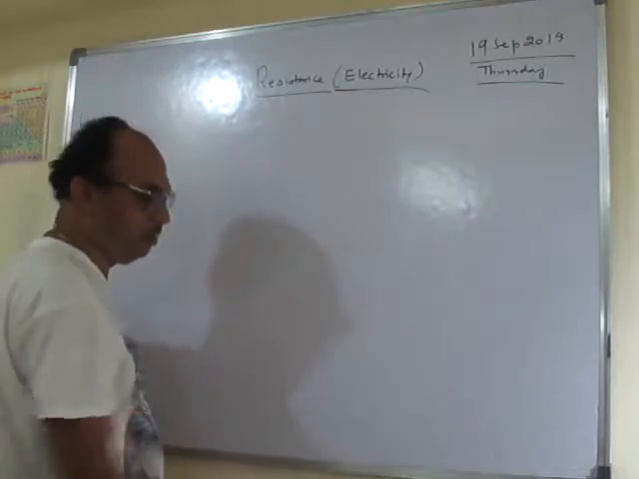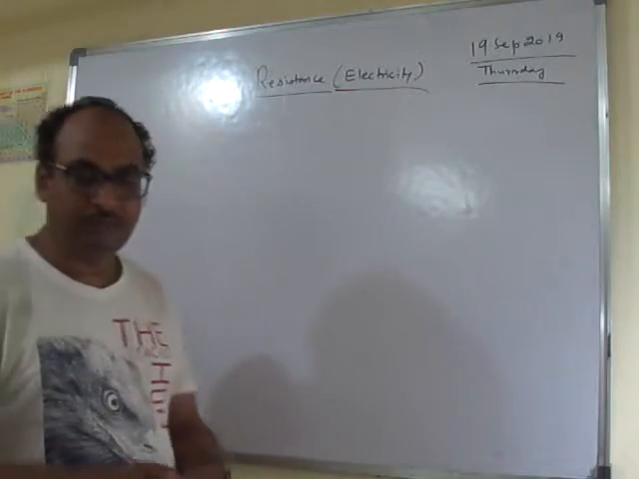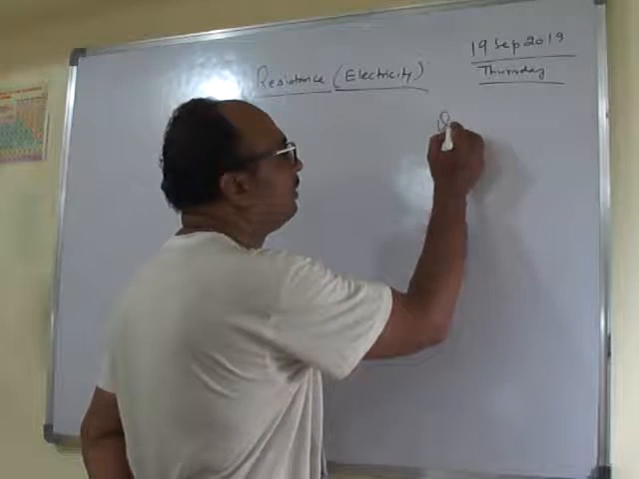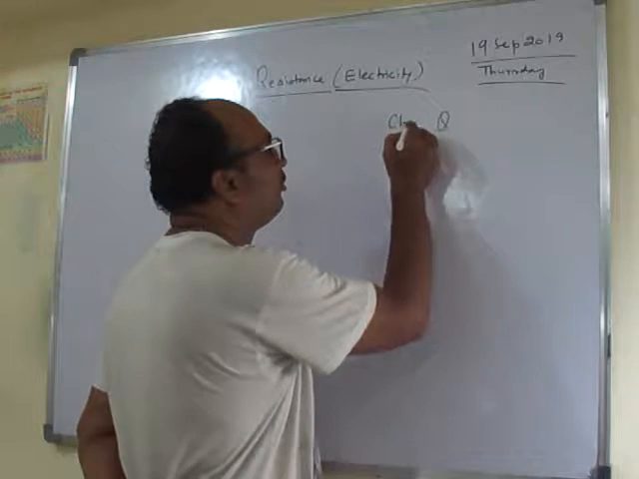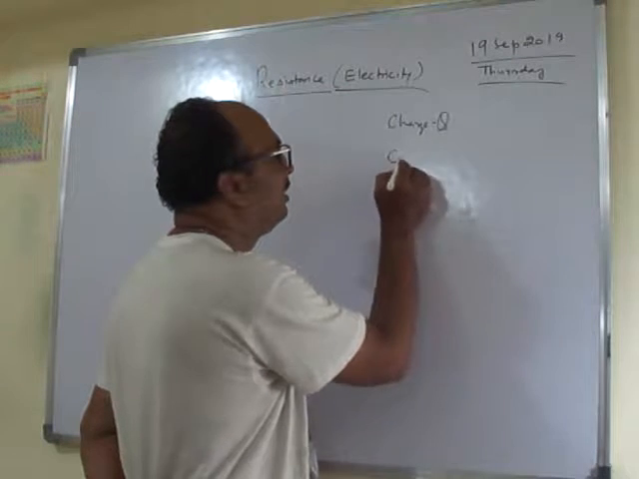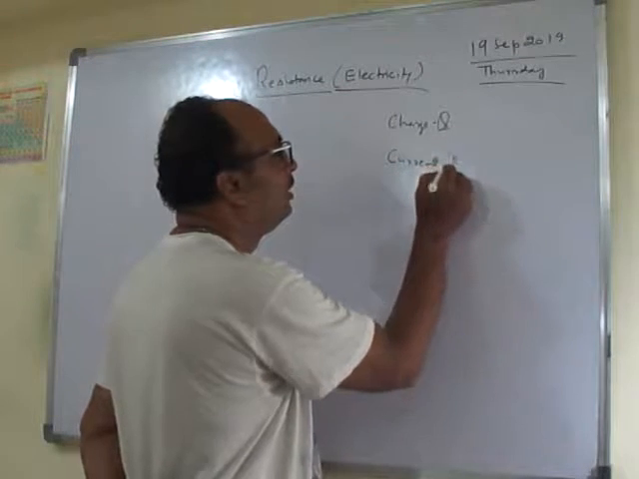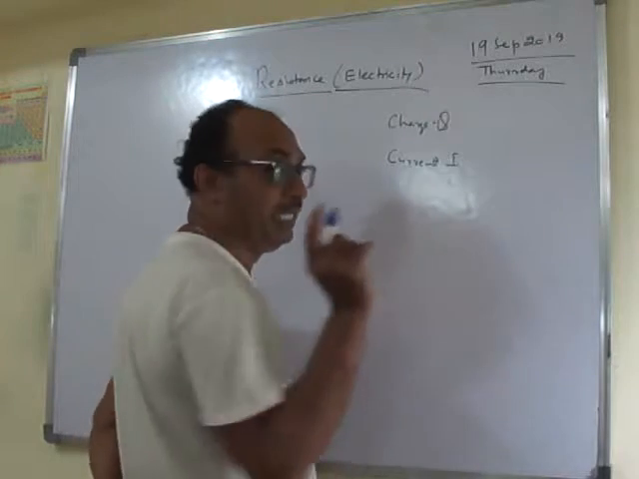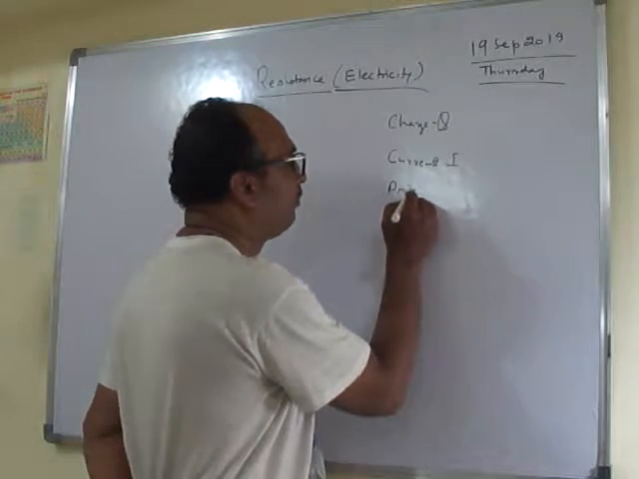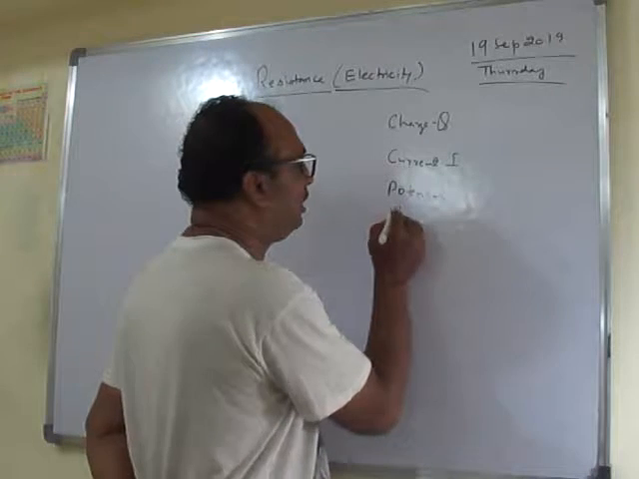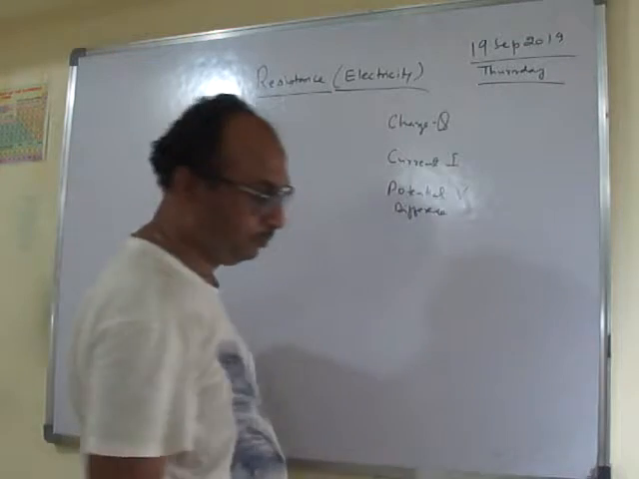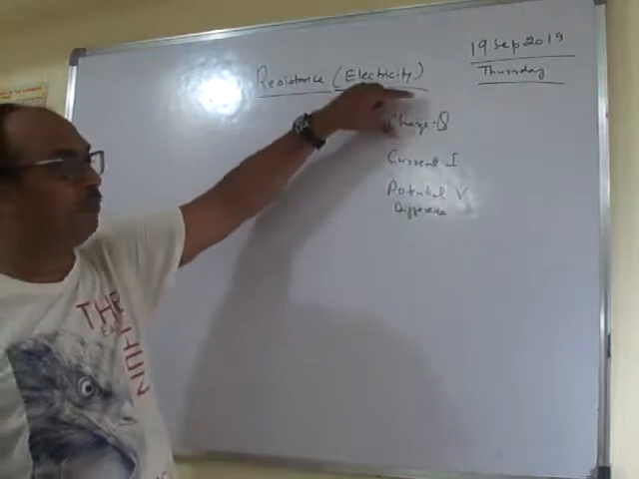So just for information, I will be telling you what actually is the charge. Then I will be telling you what exactly is the current, that is I, and I will also be telling you what actually is the potential difference, which is denoted by P. So let us start with charge.